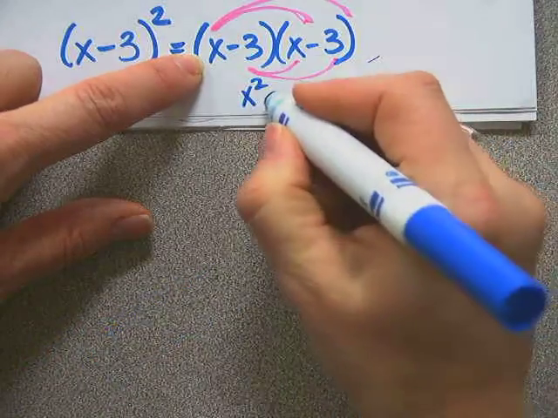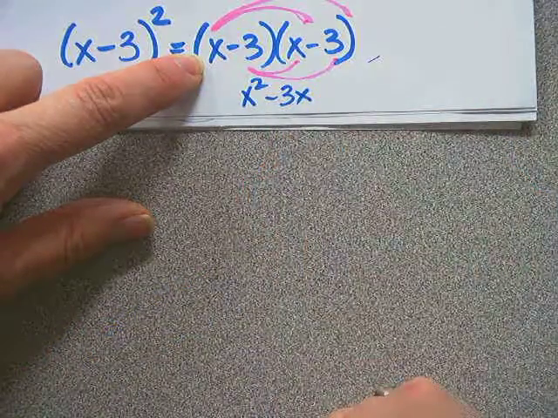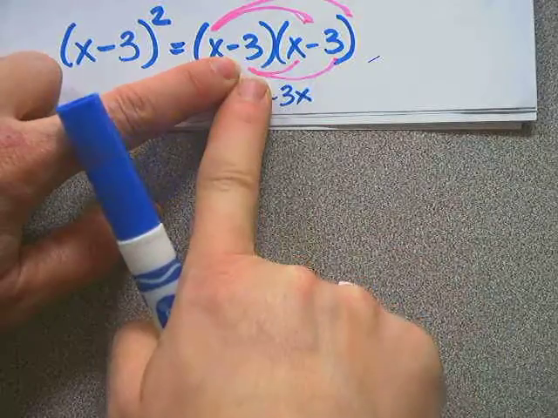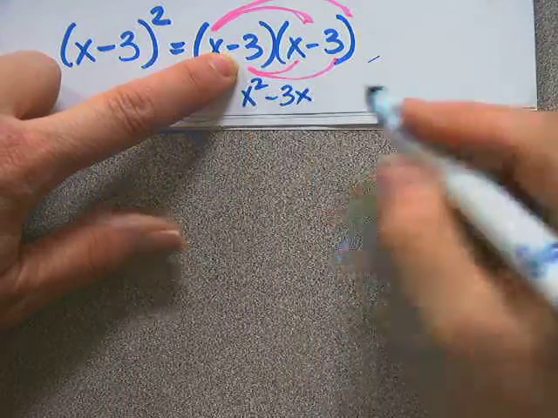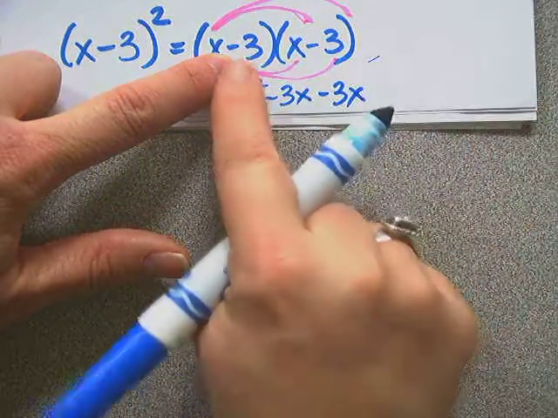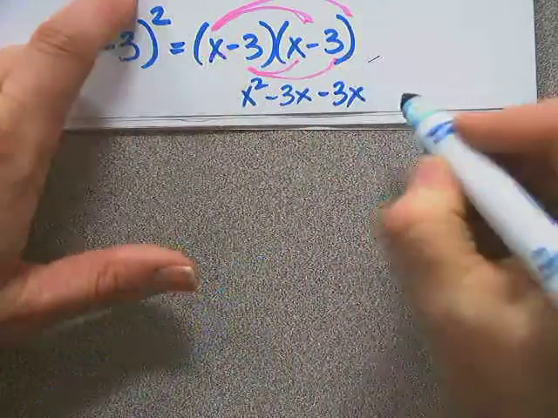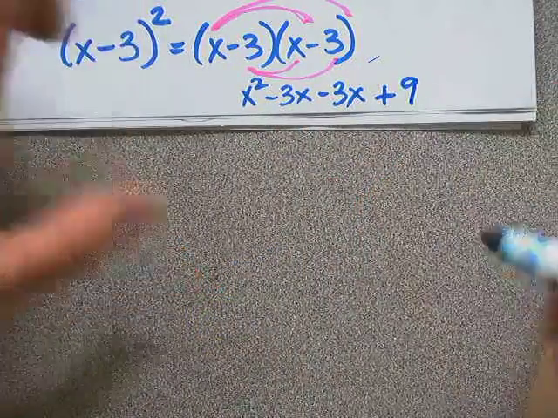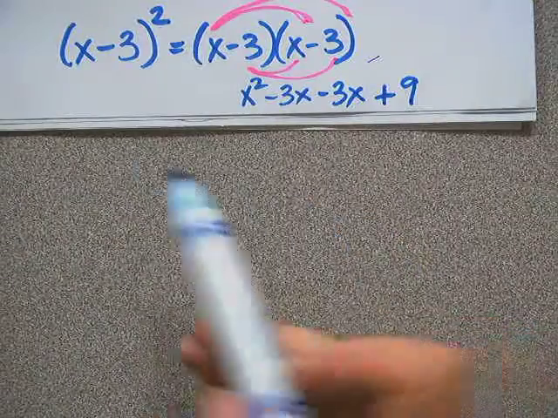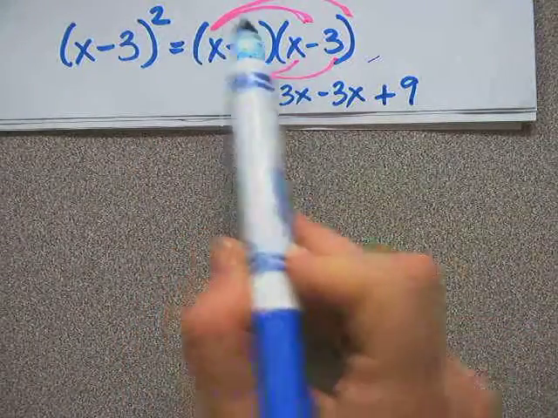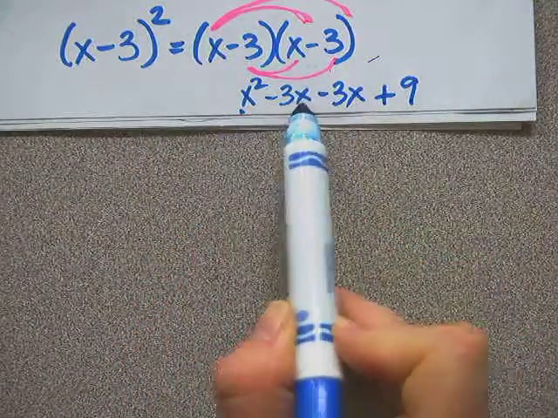So when we do this, x times x is x squared. X times negative 3 is negative 3x. Then we move to this term. Negative 3 times x is negative 3x. And negative 3 times negative 3 is positive 9.